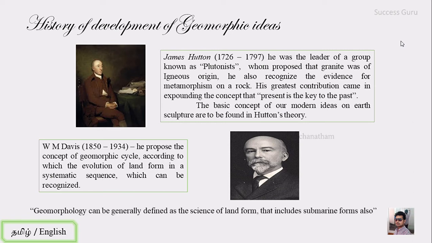After understanding all such evolutionary concepts and ideas in geomorphology, this is the generalized definition of geomorphology in the book by Thornbury: geomorphology can be generally defined as the science of landforms, which includes submarine forms also. So geomorphology deals not only with the landforms above sea level, it also includes the portion of landform that is submerged in water. So this is a generalized definition of geomorphology.